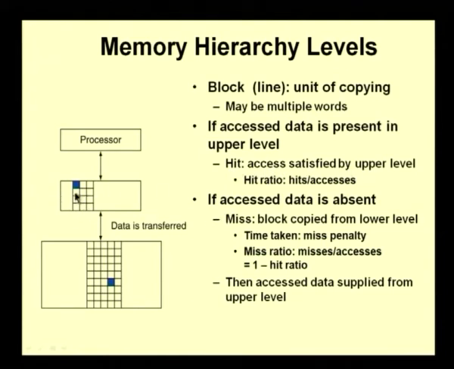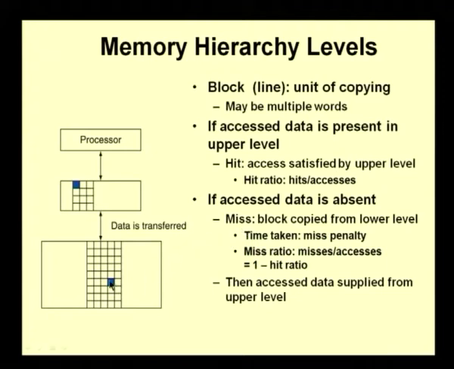If the accessed data is not present here, then we call that a miss. So we talk about a cache hit or a cache miss. Okay. So what do I mean by miss? This means that the data is not here, and if it is not here, what do I need to do? I will have to copy it from this lower level to the upper level.